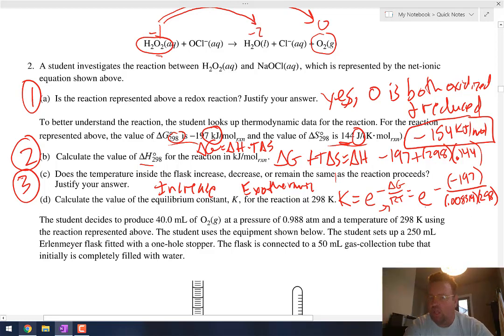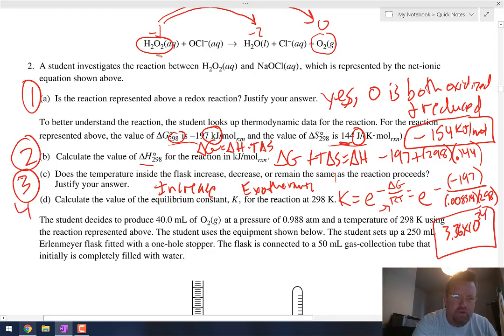And then take that lowercase e. It should be right above your natural log button. Take e to that number, and you should get a final answer of 3.36 times 10 to the 34th as your final answer. And that was also a 1-point response. So you're up to 4 points there through part D.